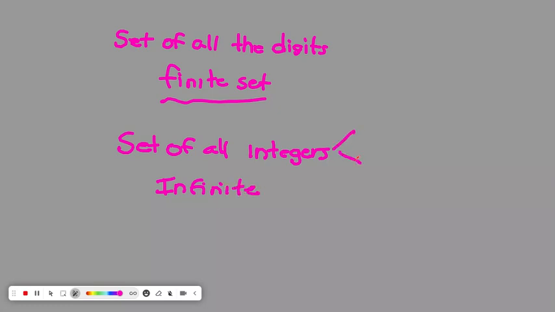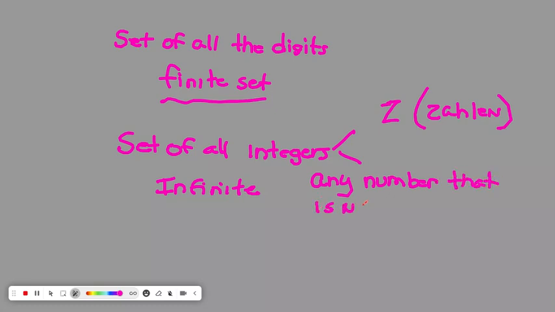So an integer, by the way, and sometimes they use the symbol Z. You might not see that, but that just means Zahlen. It's a German word for number. Go figure. But integers, they're not decimals or fractions, right? So it's any number that is not a decimal or a fraction. Just the number.